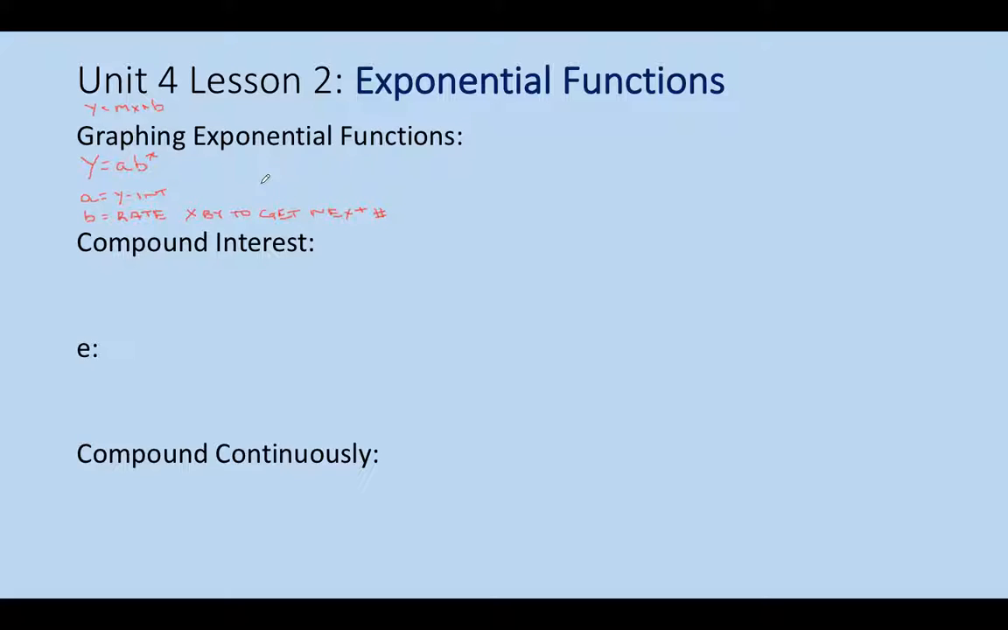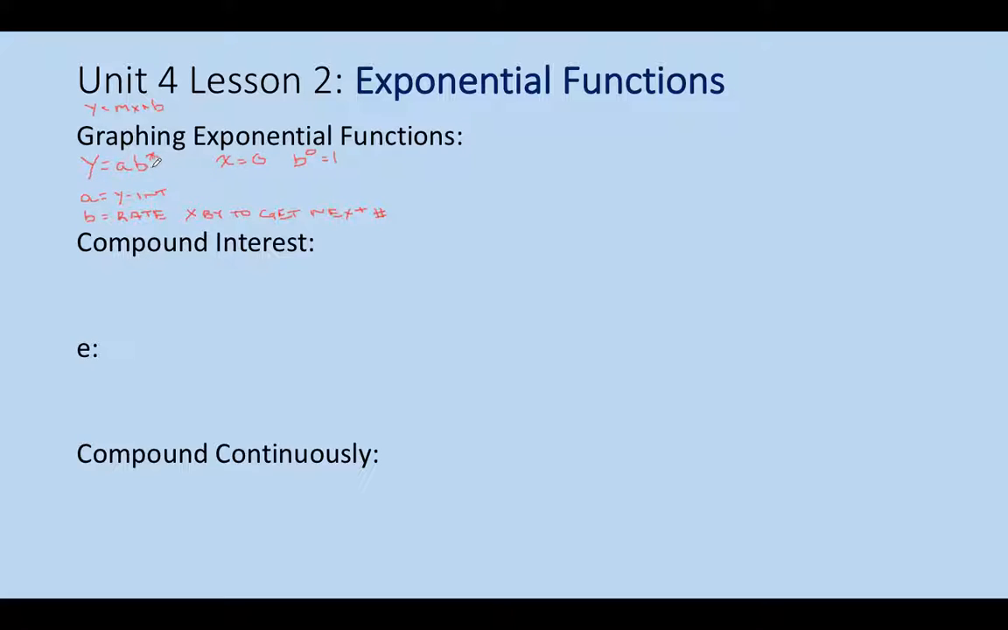Here's some other things that you're going to need to know. Well, if the y-intercept is the y value when x equals 0, here's why a is the y-intercept. Well, if x equals 0, then I would have whatever the rate is to the 0 power. Well, anything to the 0 power is 1. And then a times 1 is whatever a is. And so that's why a is going to be the y-intercept. It's the y value when x equals 0.